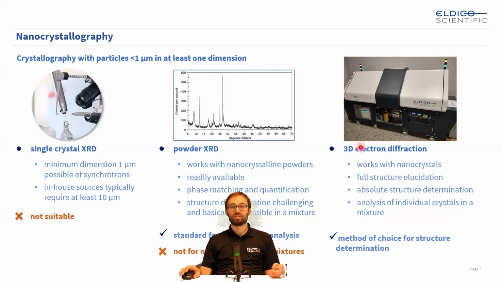So this is where 3D electron diffraction comes into play, because it can work with nanocrystals and it can give you a full structure elucidation even of minor species. Another benefit, it can even do absolute structure determination, as we will see later. And the principal idea is that you can treat any crystallite in your powder as a single crystal because you can select it with your electron beam and then collect diffraction data just from this crystal. So this is a method of choice if you want to do structure determination in mixtures.